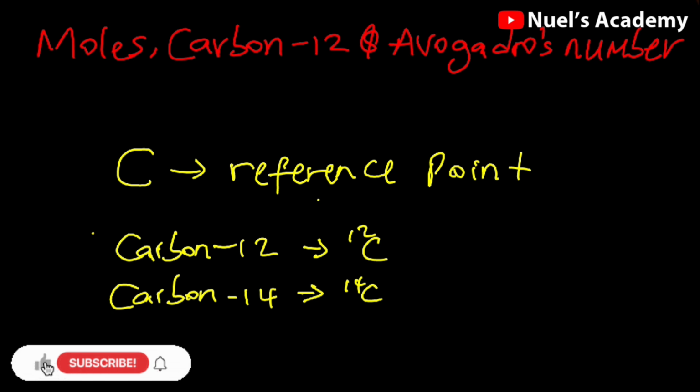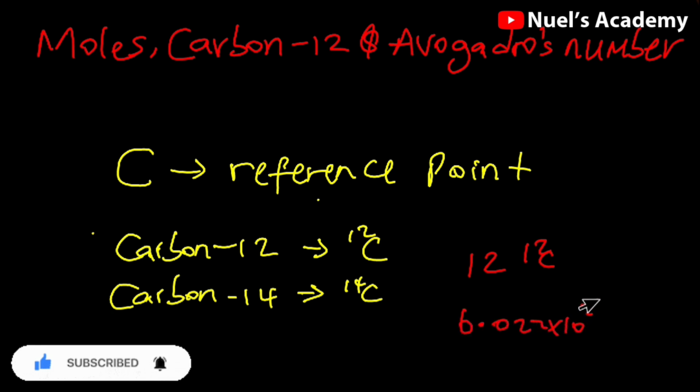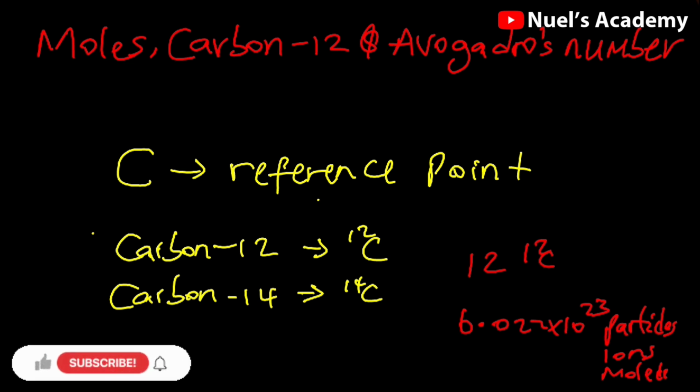Experiment shows that a pure sample of 12 grams of this particular carbon-12 isotope contains 6.022 times 10 raised to the power 23 particles. You can call them particles or ions or molecules, etc. So the scientific definition of mole states that a mole of a substance is an amount that contains exactly the same number of elementary particles, atoms, ions, or molecules as are present in 12 grams of pure carbon-12 isotope.